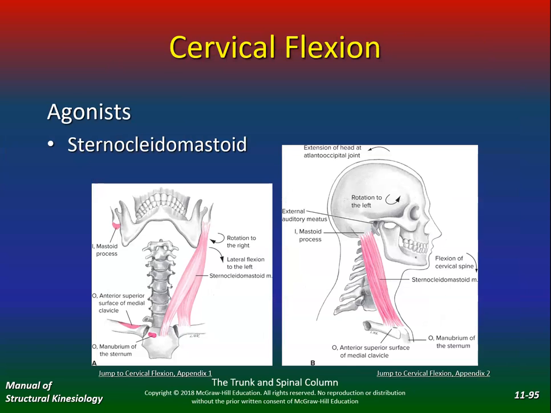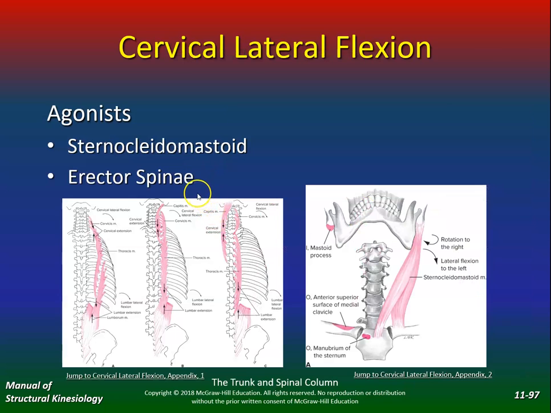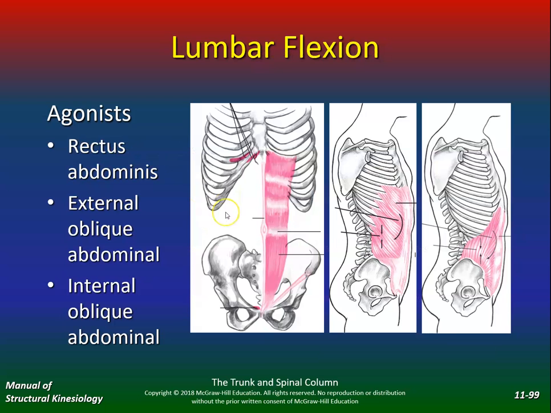Cervical flexion, you've got your agonists, which are sternocleidomastoid. So to bend your neck forward, your sternocleidomastoid is going to do the majority of it. To extend your spine, you've got the Erector Spinae. Remember, I love sushi. Side bend, you're going to get sternocleidomastoid and Erector Spinae. To rotate, you're going to get sternocleidomastoid. So the sternocleidomastoid works huge, so make sure you know that muscle.